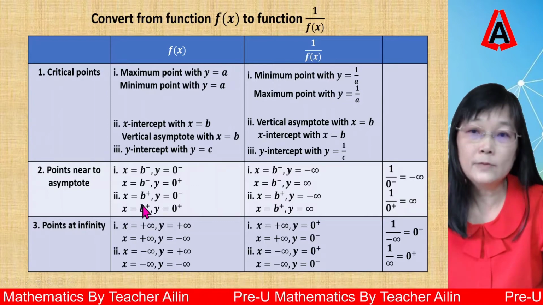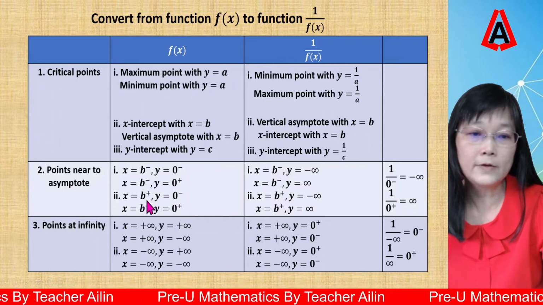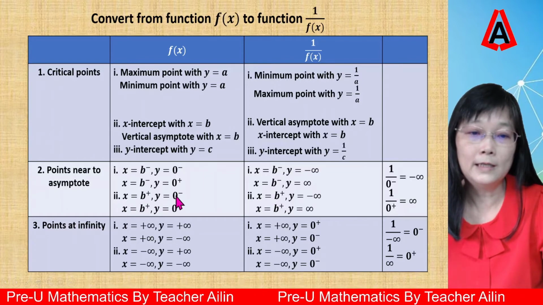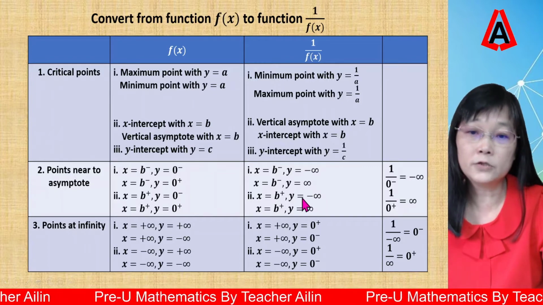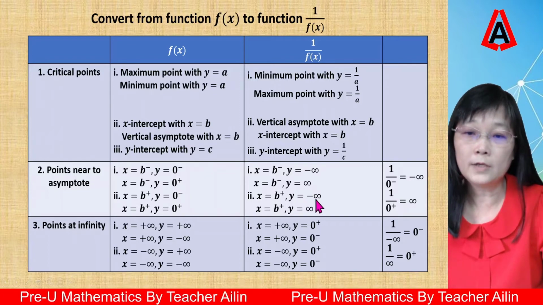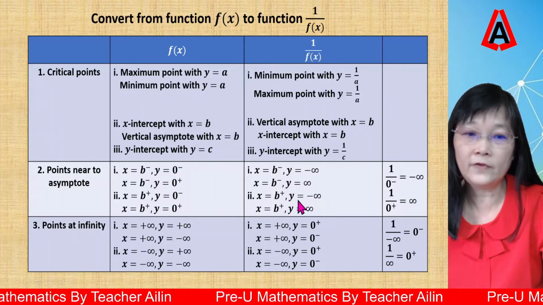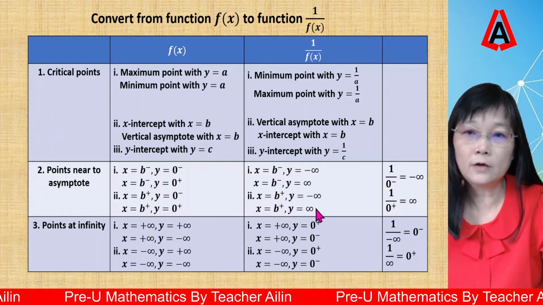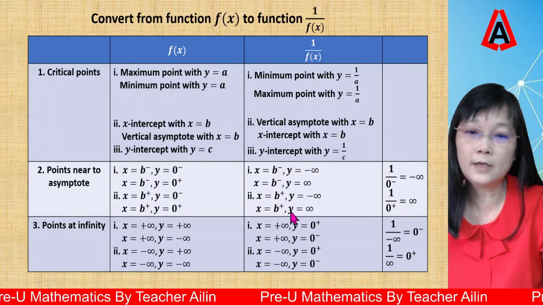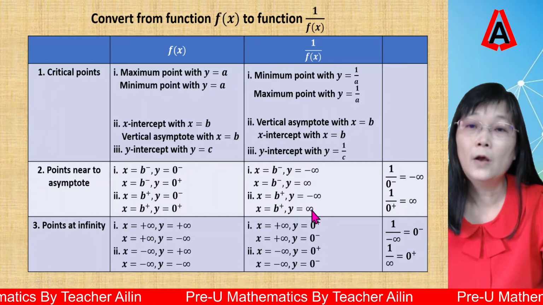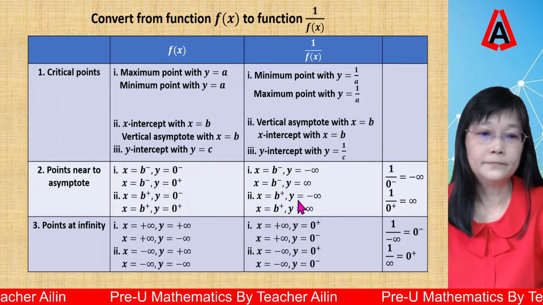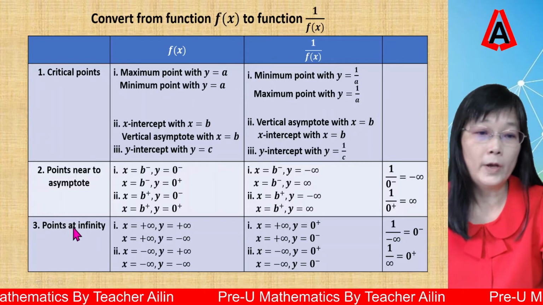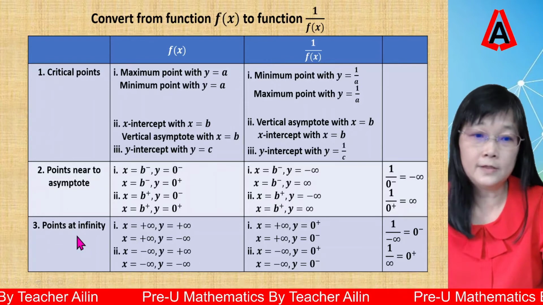Similarly, when x is slightly greater than the vertical asymptote, when y is slightly less than 0, when converted to the reciprocal function, y becomes negative infinity. When y is slightly greater than 0, when converted to the reciprocal function, the value of y becomes positive infinity. Next, we need to consider what the value of y is when x is infinity.